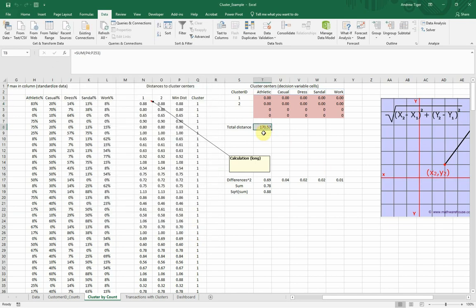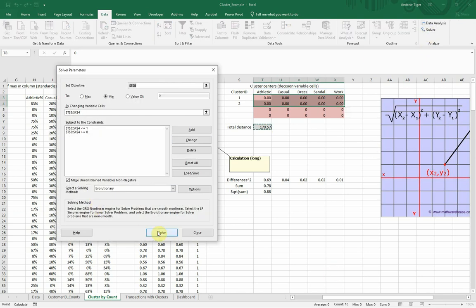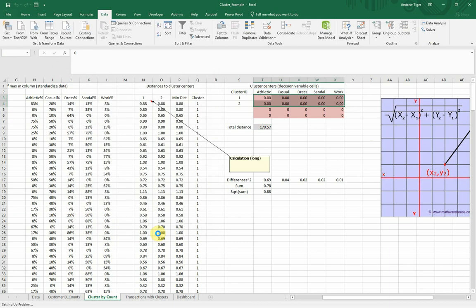So trying to make this as small as possible, but figuring out where the centers of these groupings are that will minimize the total distance. And this will ultimately drop each of these customers into a cluster. So when I hit solver, it's not going to happen fast.